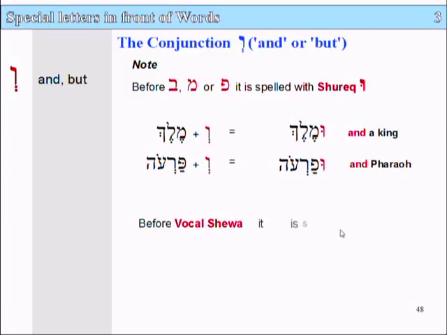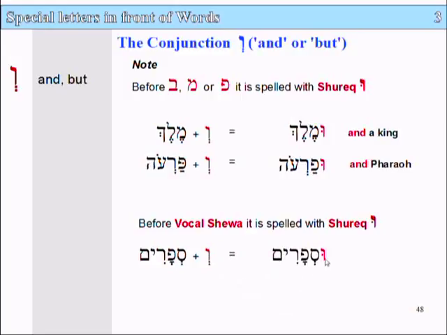And let's have a look at it. Before a vocal shiva, it is spelled with a shurek. A vocal shiva is these little two dots underneath the letter. If the word has a vocal shiva at the beginning, it just means these two vertical dots under the letter, like a colon. It means it just has a very short sound. So here we have the word for books, sefarim.